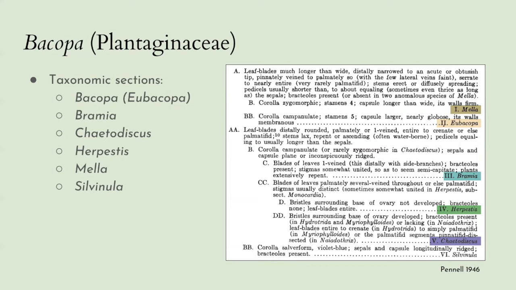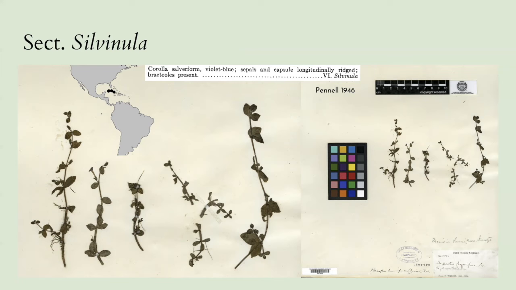Section so-called Bacopa has become Bacopa following nomenclatural rules. And then also sections Brahmia, Chaetodiscus, Herpestis, Mela, and Sylvinula. This is a section that consists of one species that's native to Cuba, and as you can see here, has some interesting features that would tell it apart from the rest of the genus. We're going to leave that as an open hypothesis for a group that may or may not belong to Bacopa, and we'll have to evaluate that when we get the data.